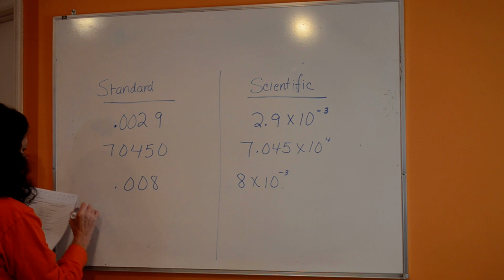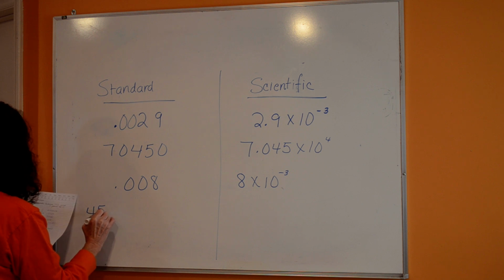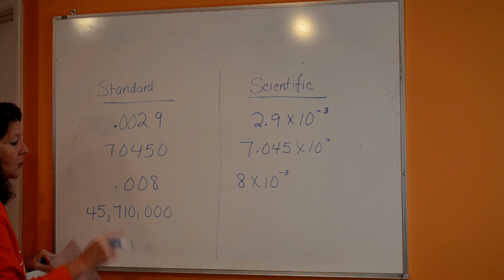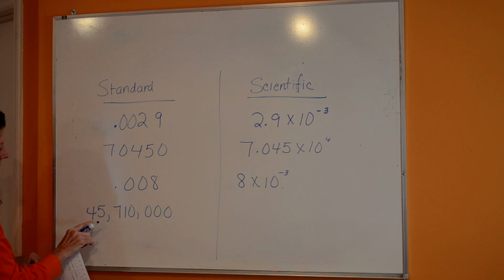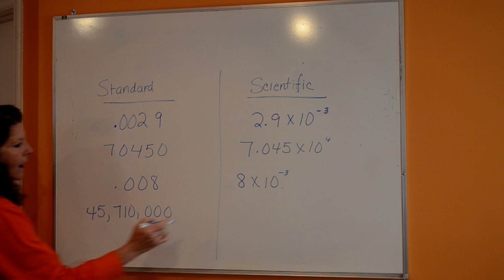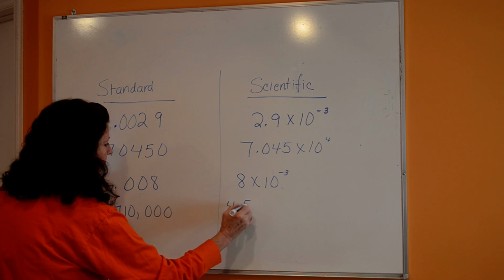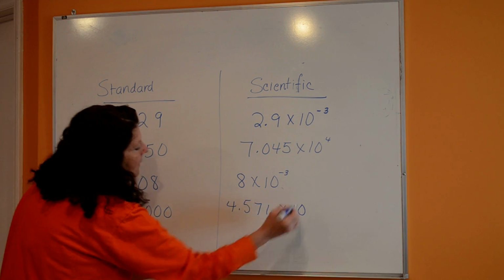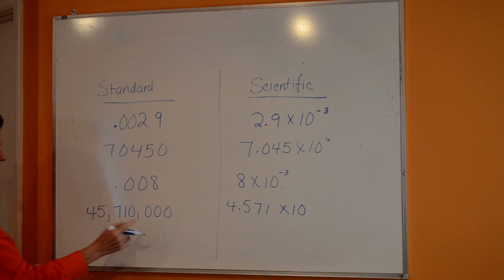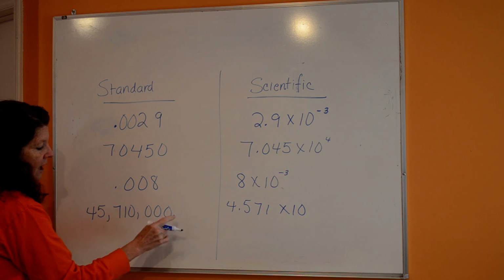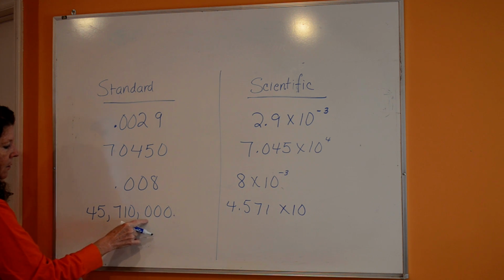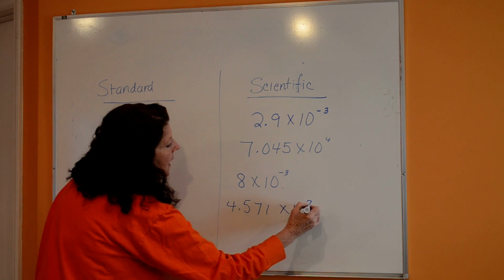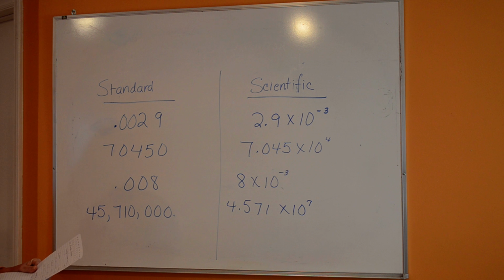If I have this number, really big number, I have to change it to a number between 1 and 10, so I have to put the decimal right there after the 4. So 4.571 times 10, and now I have to figure out it's going to be positive because this is a big number. So it's an understood decimal there. 1, 2, 3, 4, 5, 6, 7. So times 10 to the 7th power.